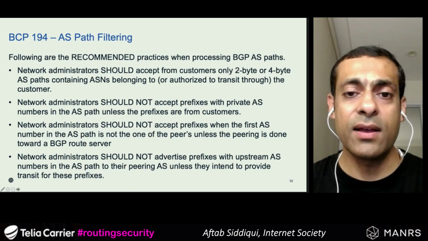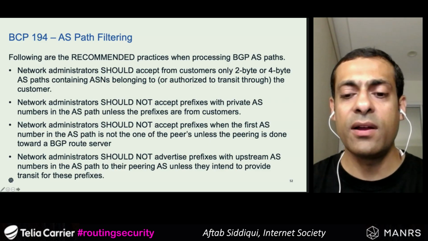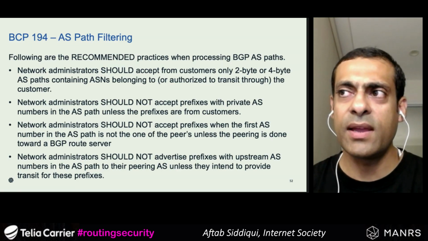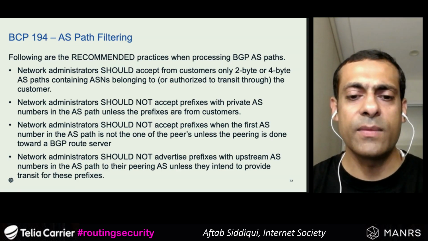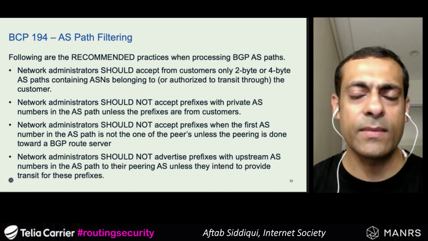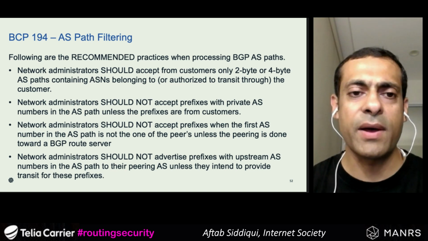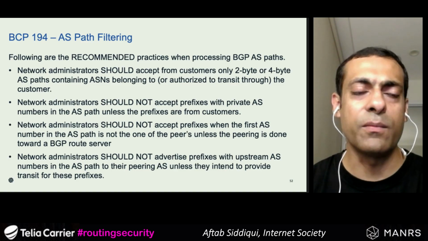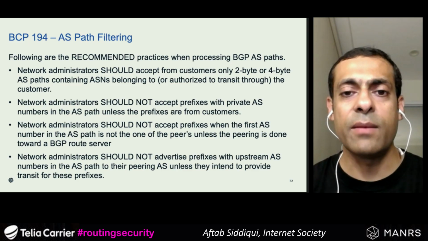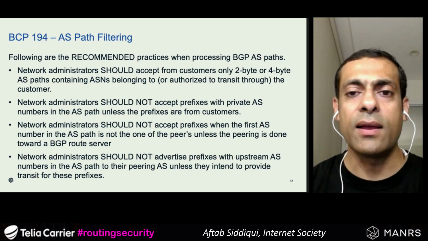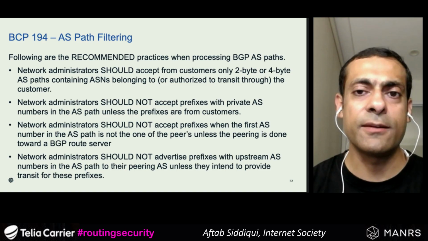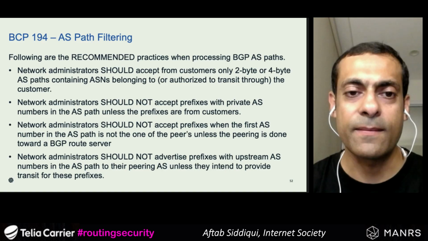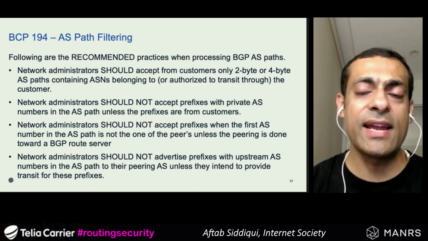AS path filtering. There's a problem which we saw in the wild, I think, a few years ago, when someone started announcing a big AS path length, and it ended up causing a lot of problems, so some of the Cisco routers started rebooting because of the length issue. But there's another problem, which is you can also hijack an AS number without hijacking the prefixes.